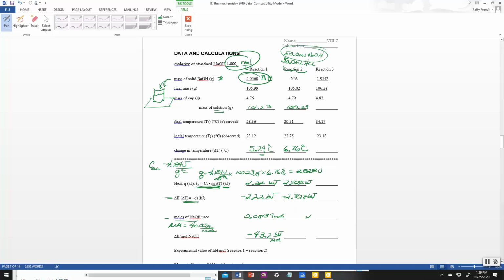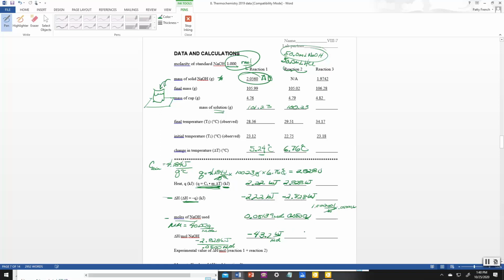So for this particular moles of NaOH, it's going to be 1.000 moles per liter times the 50 milliliters in liters that you used. So we end up with 0.0500 moles. So finally, again, we're going to take our delta H that we got above for that particular reaction, and we're going to divide it by the moles of NaOH we used for that particular reaction. I have one too many sig figs there, but we'll get rid of it.